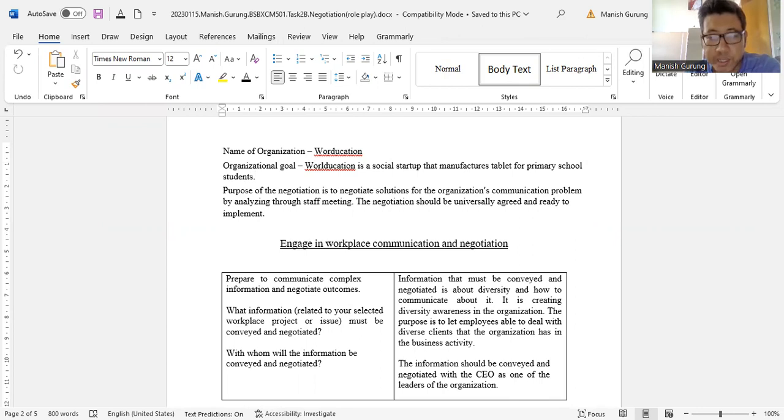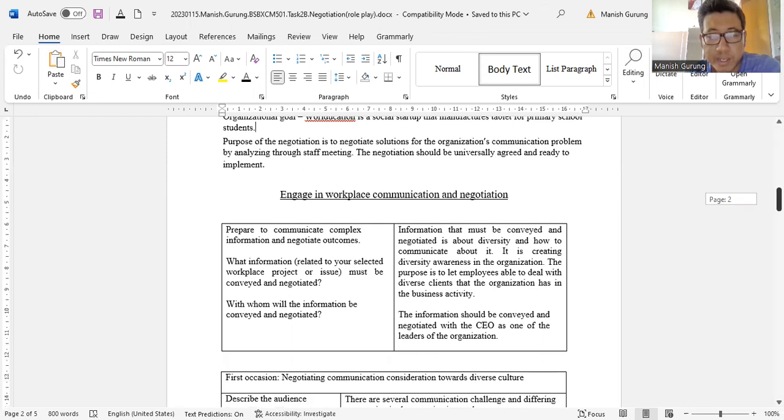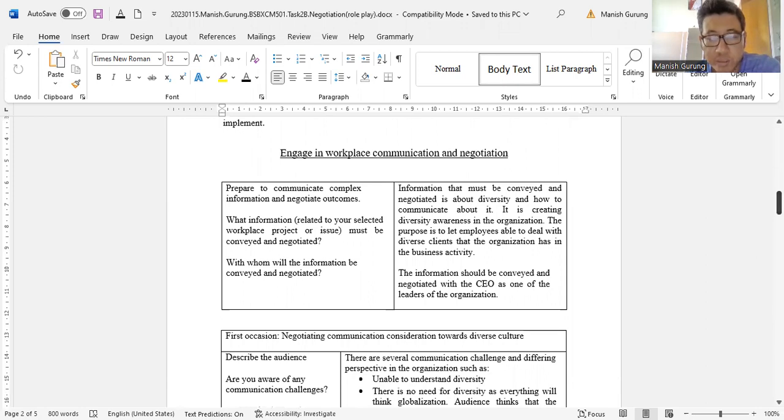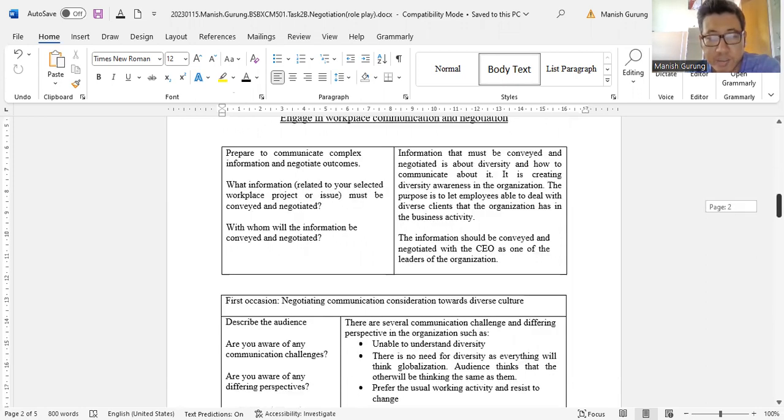The purpose of this negotiation is to negotiate solutions for the organization's communication problems by analyzing through a staff meeting. The negotiation should be universally agreed and ready to implement. Now engage in workplace communication and negotiation. Prepare to communicate complex information and negotiate outcomes.